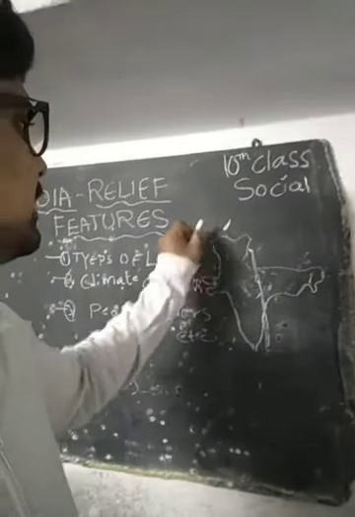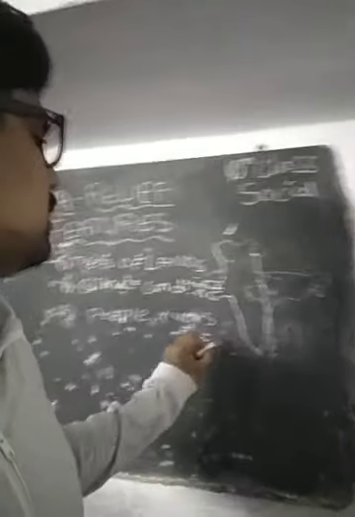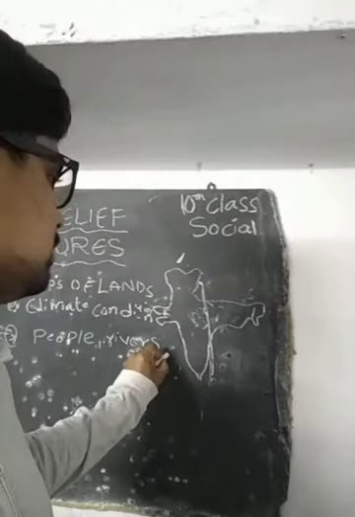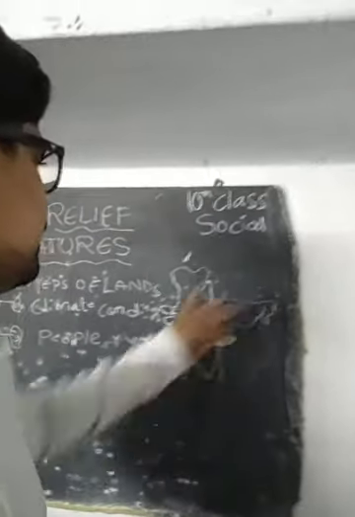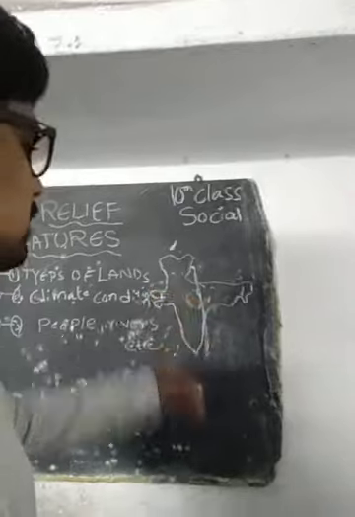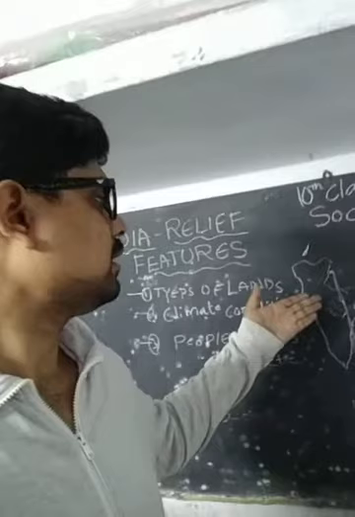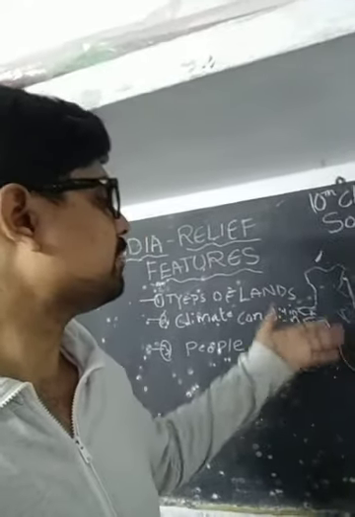So, 8 degrees north to 50 degrees north latitude, and 68 degrees east to 97 degrees east longitude. So we can see these degrees to find out India in the northern part of the globe. So this is the reason. And in India we can see different types of vegetation also, because of different weather conditions and different landforms.